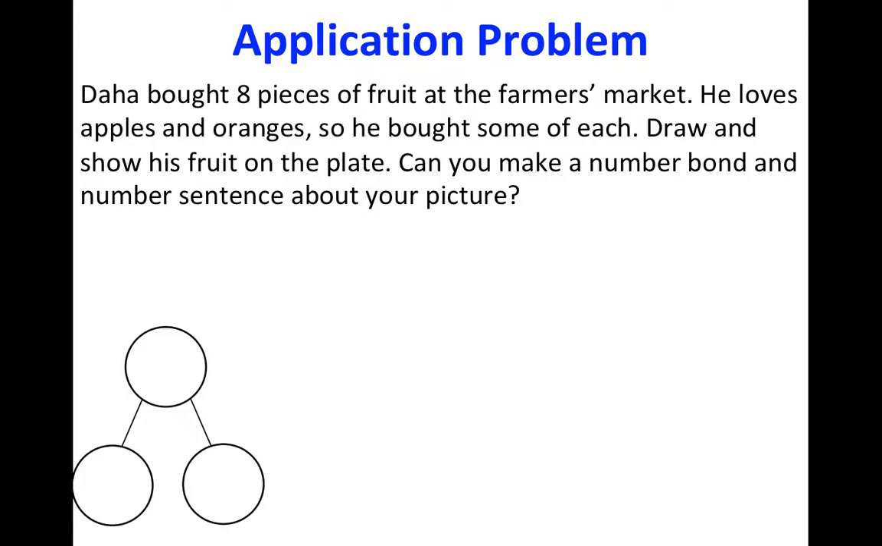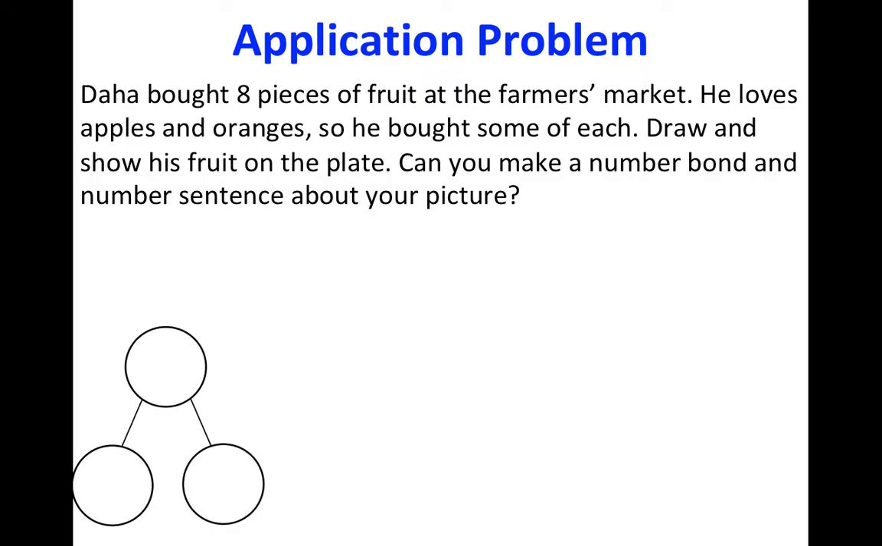So let me read it again. It says Daha bought 8 pieces of fruit at the farmer's market. He loves apples and oranges, so he bought some of each. Draw and show his fruits on the plate. Can you make a number bond and a number sentence about your picture?